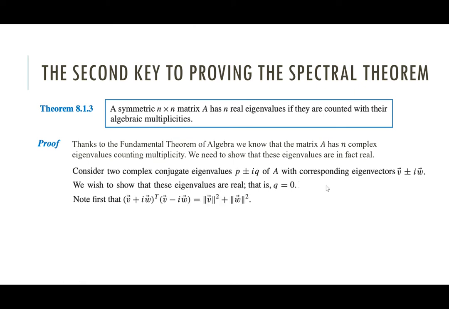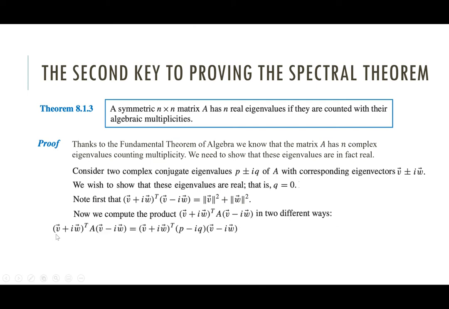So first, we're once again doing an unmotivated calculation, or I guess the motivation is it works. I believe you did this in your pre-assignment. Calculating (v plus iw) transpose times (v minus iw) gets you the length of v squared plus the length of w squared. And now we will compute this product, (v plus iw) transpose times A times (v minus iw). We're going to calculate this in two ways.